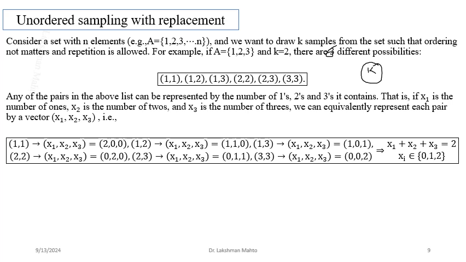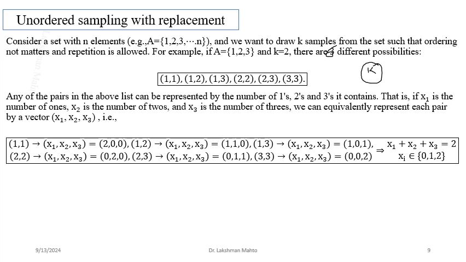And the partitioning members will come from the given set. Because the set has three elements, you define three things here. x1 is the number of ones in the sample of size k, x2 is the number of twos, and x3 is the number of threes. So you have defined a three-tuple, a vector x1, x2, x3.